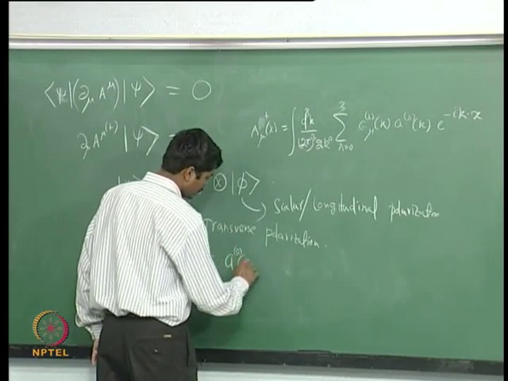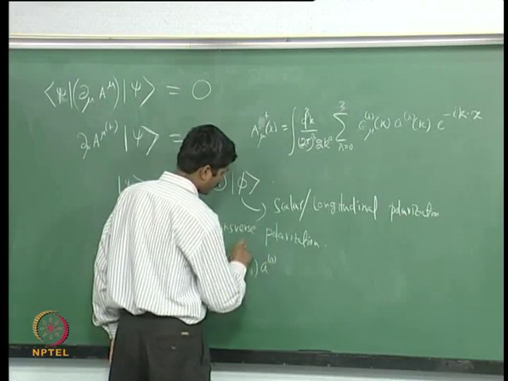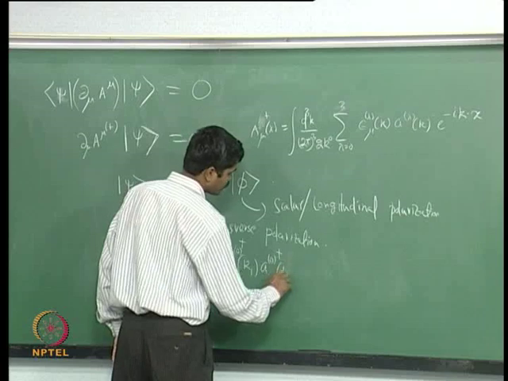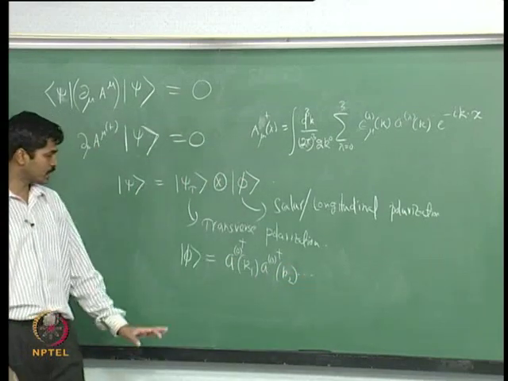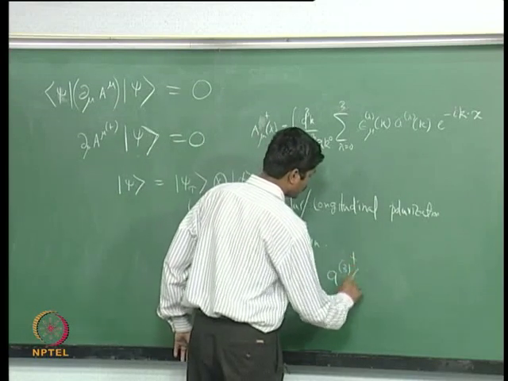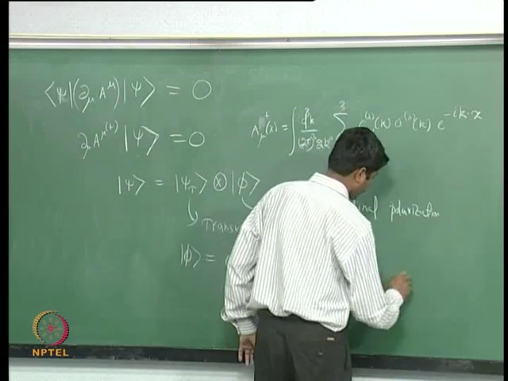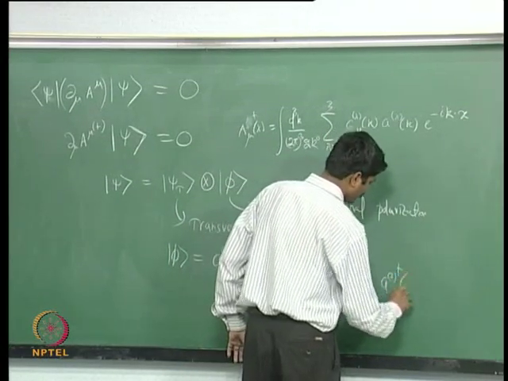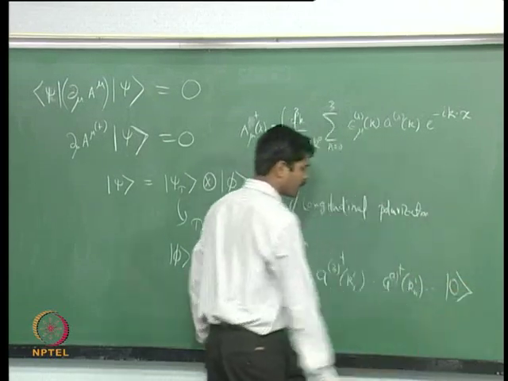A0 dagger K1, A0 dagger K2. There will be a number of A0 dagger operators, and then there will be a number of A3 dagger K1 prime, A3 dagger of Kn prime, etc., acting on the ground state here.